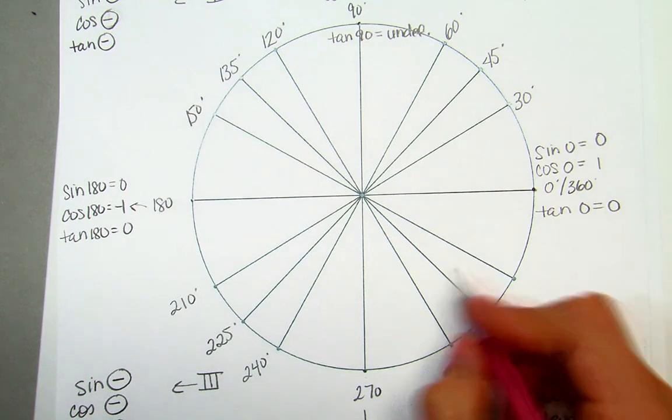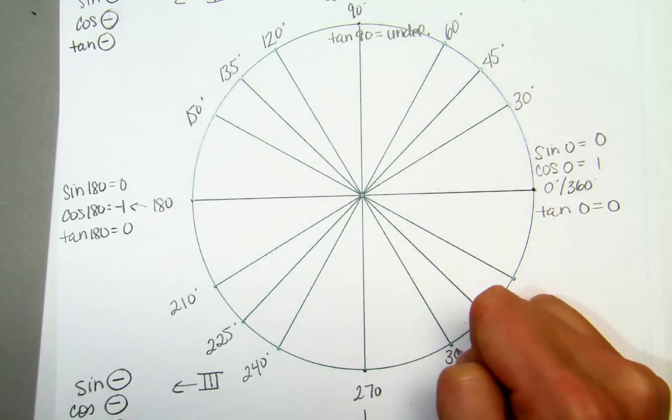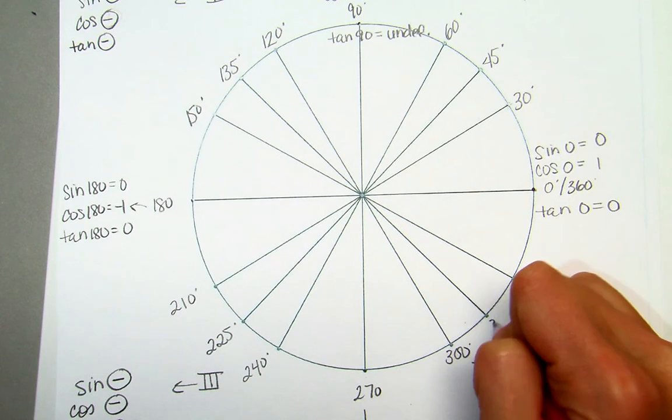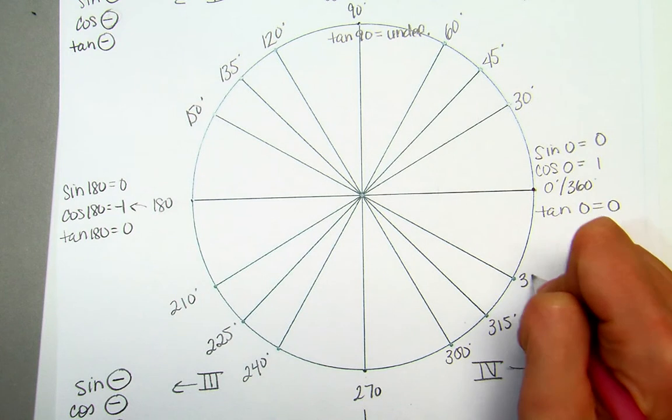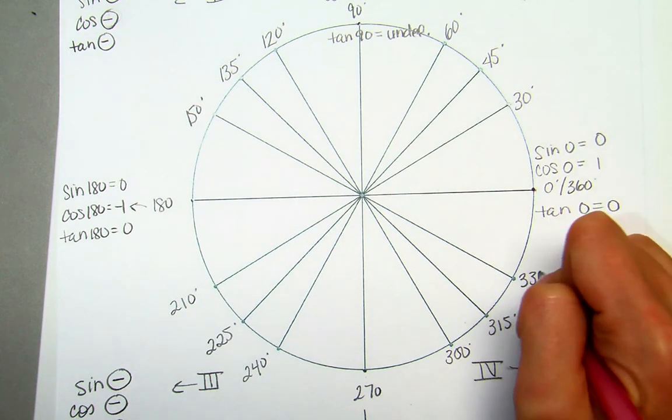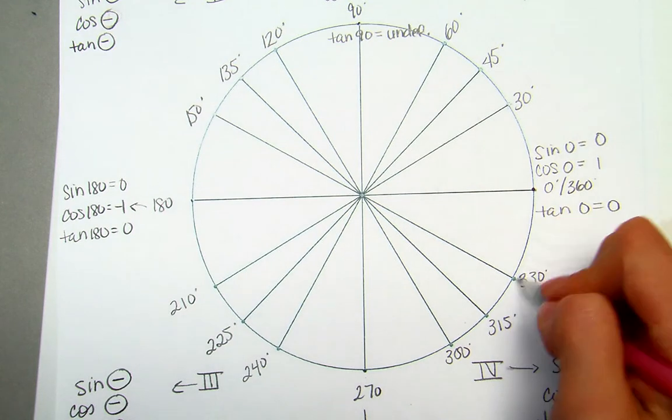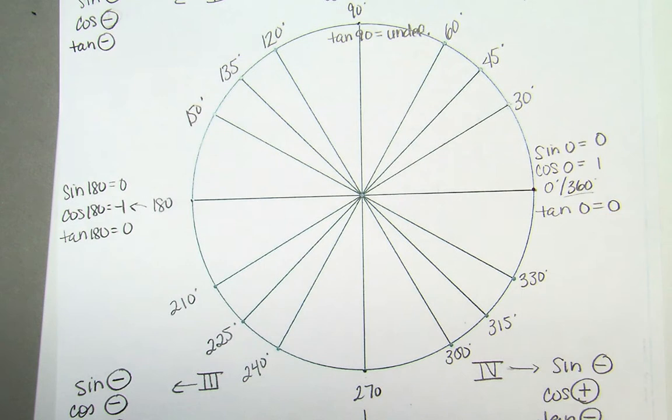Continue around, add another 30 on, you get 300 degrees. Another 15 would be 315 degrees. And another 15 would give you 330 degrees. Another 30 onto that would give you one full circle, which would be 360 degrees. So we just filled in all 4 quadrants and those special angles that we just found using the special right triangles of the 45, 45, 90, and 30, 60, 90.